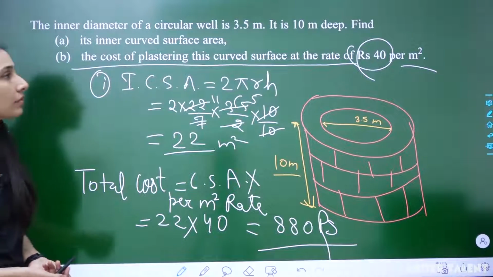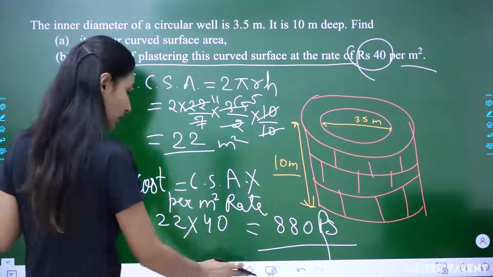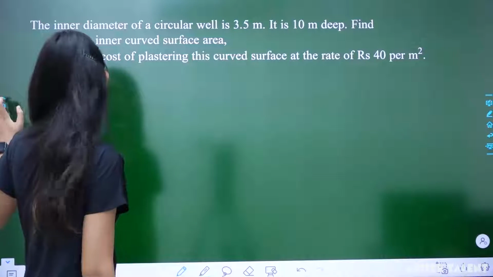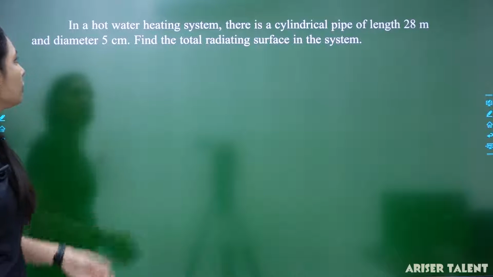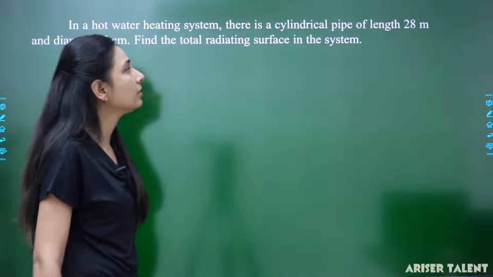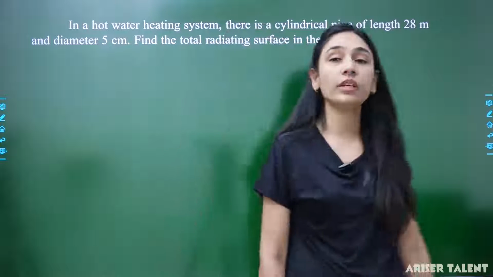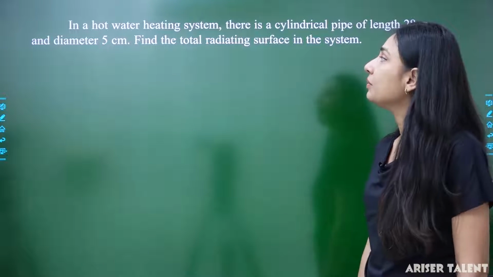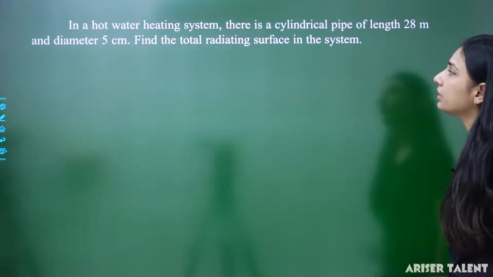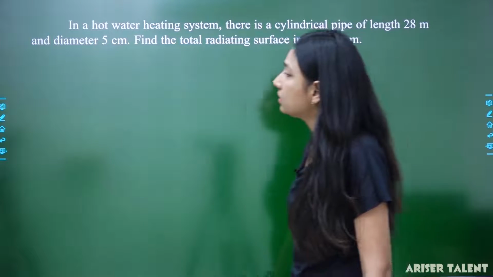Understood? Okay, so these are the questions for today. We are going to see the next question. In a hot water heating system, there is a cylindrical pipe of length 28 meter and diameter 5 centimeter. Find the total radiating surface in the system.